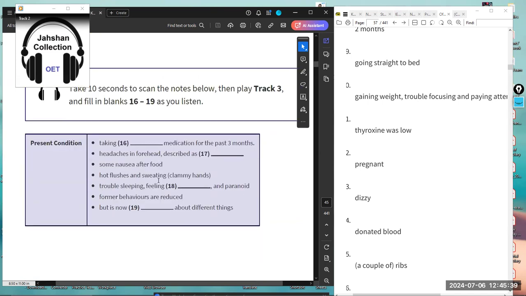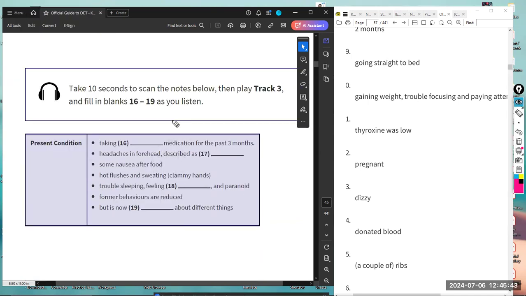Okay, now let's practice the present condition. Let's listen and fill the gaps. Before that, let me give you 10 seconds to read the information about the present condition.